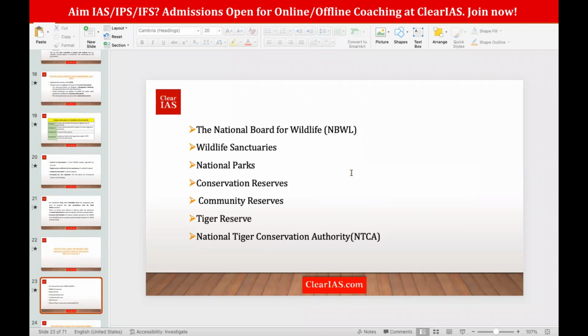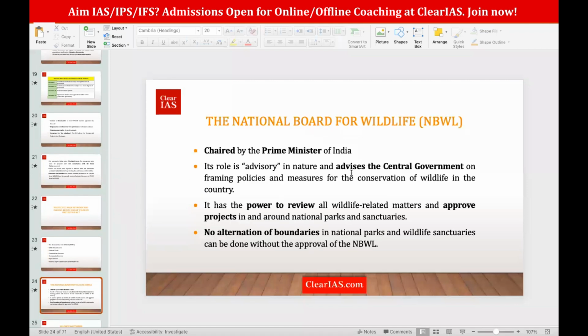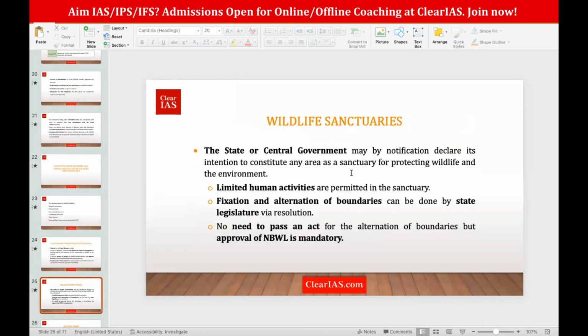We spoke about the National Board for Wildlife. There are wildlife sanctuaries, national parks, conservation reserves, community reserves, tiger reserves, and the NTCA. If you're talking about the National Board for Wildlife, you must remember it is chaired by the Prime Minister. It gives advice and has the power to review. That is, it gives approval to projects, and the boundaries of national parks and sanctuaries cannot be altered without consultation with the National Board for Wildlife.